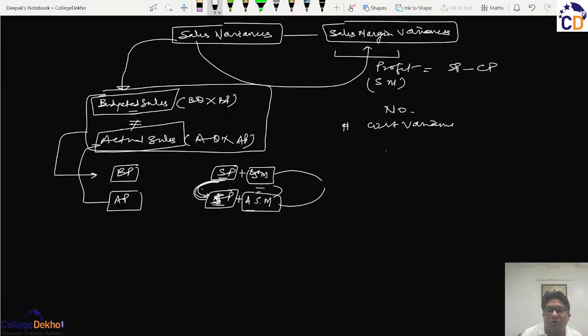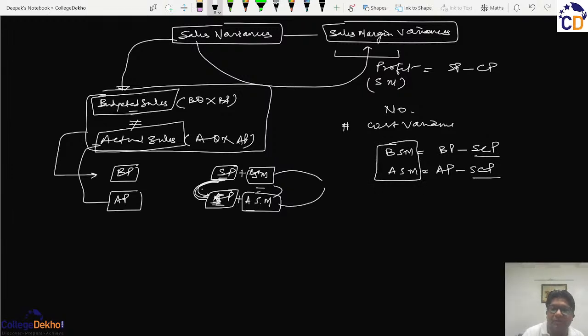The budgeted sales margin shall be equal to the budgeted price minus the standard cost price, and the actual sales margin shall be equal to the actual price minus the standard cost price. Therefore, the standard cost price being the same, whatever the difference in the sales margin is, is primarily because of the sales price. As such, by character, the sales variance and the sales margin variance are similar.